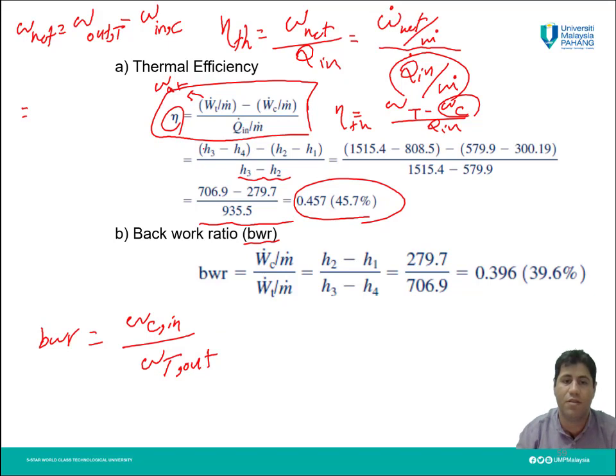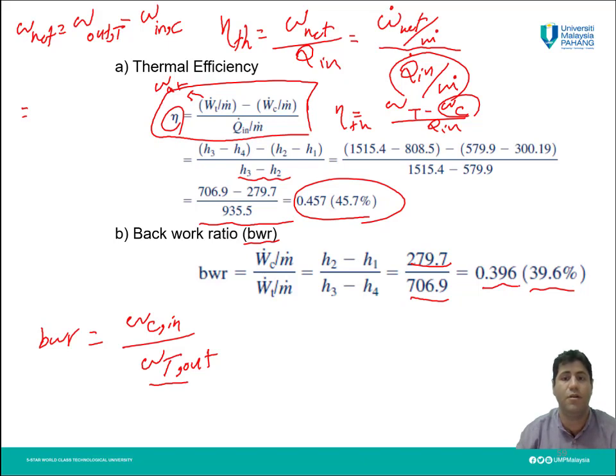We have already seen how we can find that. H2 minus H1 is W_C. H3 minus H4 is W turbine. So BWR is H2 minus H1 divided by H3 minus H4. We have these enthalpies, and we can put them here and calculate the back work ratio, which will be equal to 39.6%.